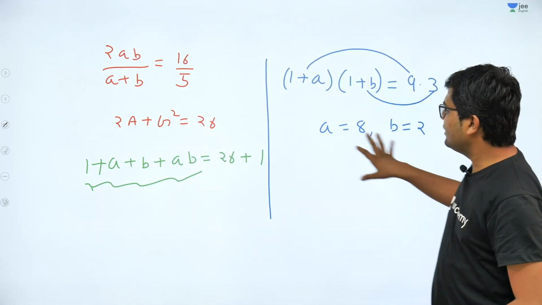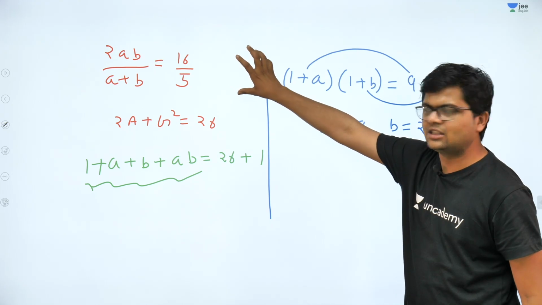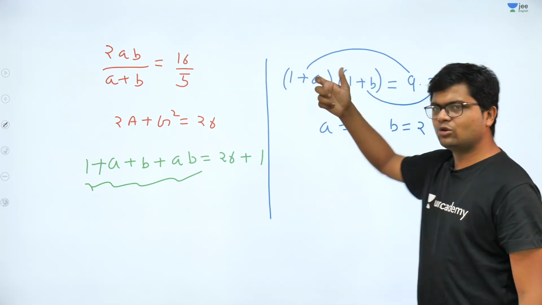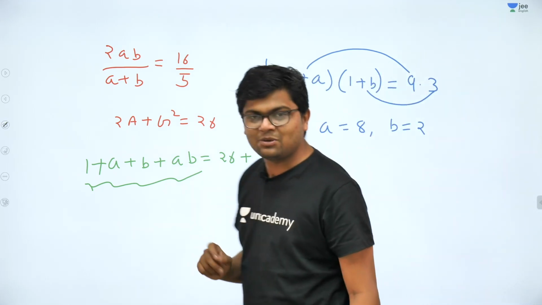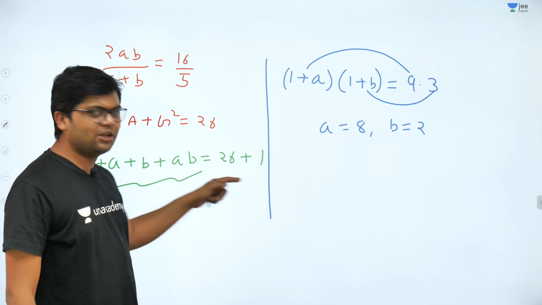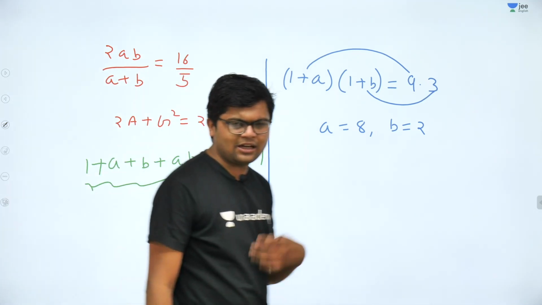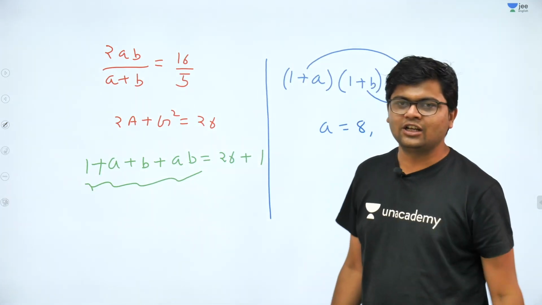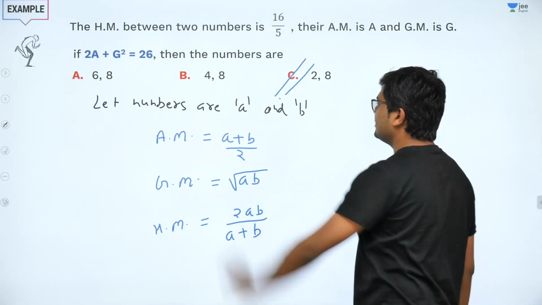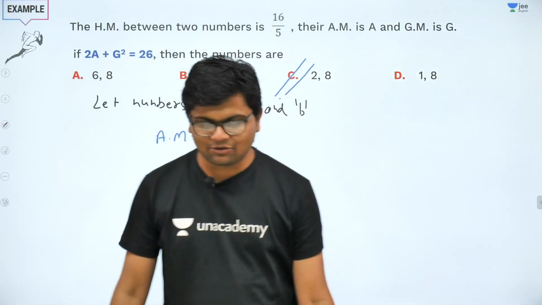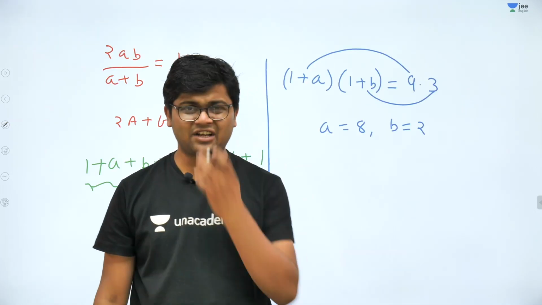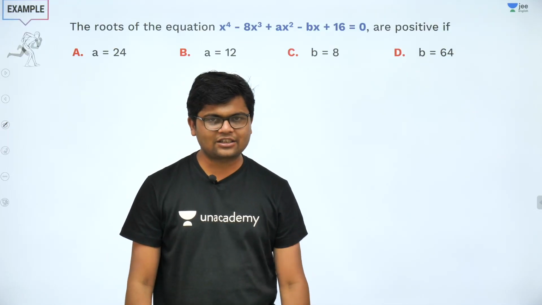So I will put these values in this equation to satisfy that, and it is satisfying it. You just put a is equal to 8, b equal to 2. You will get 2ab upon a plus b equal to 16 by 5. Therefore the manipulation that I did has worked out for me, and the intuition that I used has simply solved the question. Therefore the numbers are 2, 8. So the answer will be C for Calcutta. Getting my point? Very good, students, very good. So let's try with the next question.